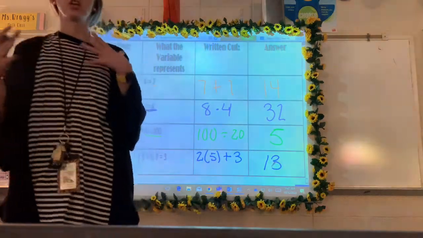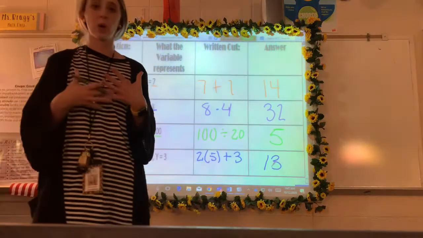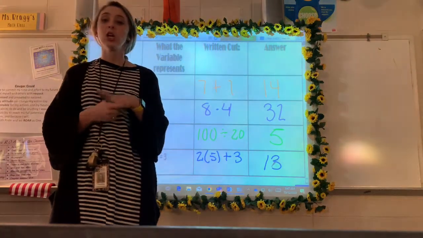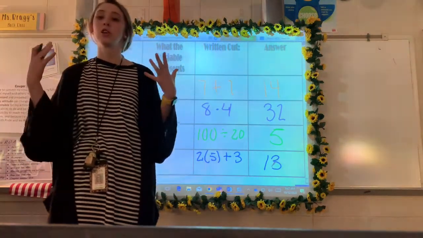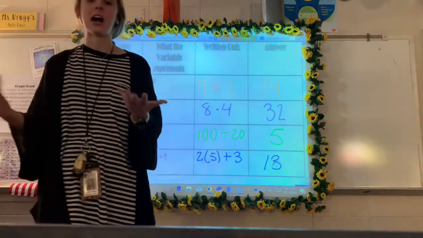I know I went kind of fast on this. I just feel like it's something y'all have a grasp on because you've done this before, and we've talked about it in class before. So just remember substitution: you're replacing the variable with the value given.